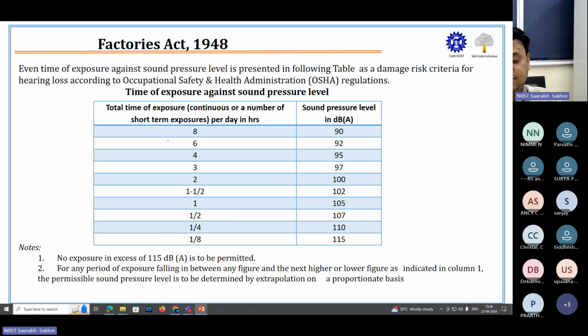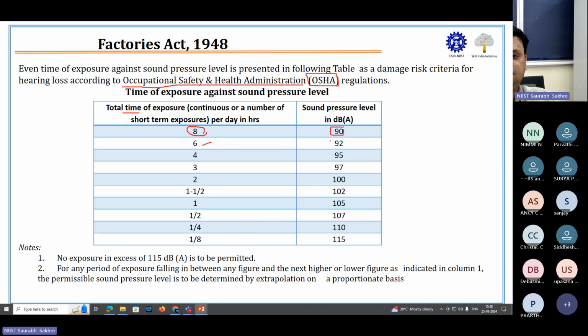Then there is a limit based on the exposure time also. If you are working in a factory, most of the time we have to follow the Occupational Safety and Health Administration regulations. It is called OSHA regulations. If the sound pressure level is 90 dBA, then the total time of exposure, continuous or a number of short-time exposures per day, should not exceed 8 hours. Means for 8 hours he can bear 90 dBA, but it should not exceed that.